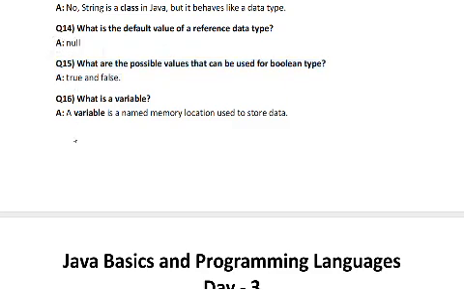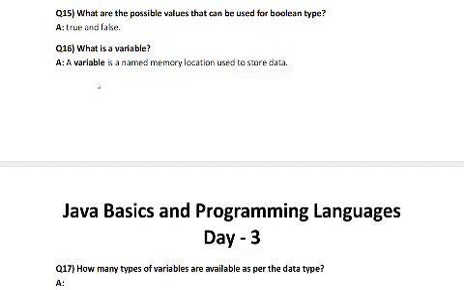And coming to the 16th question, what is a variable? Variable, this is the most important question. A variable is a named memory location used to store data. We are giving a name to the data storage. That means in this particular position you need to store the data, and in that way we give a name to that memory. This is nothing but a variable. We can also say a variable is a container in which we can store the data. This is also a reasonable answer.